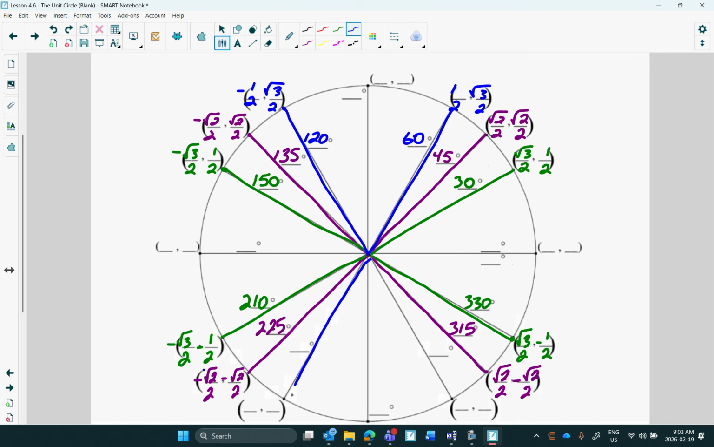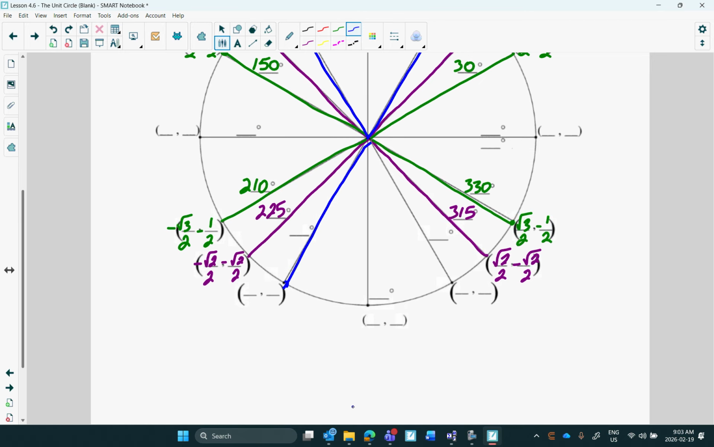The family member in quadrant 3 would be 180 plus 60, 240. Again, it would be 1/2 and root 3 over 2, but this time, because we're in quadrant 3, they're both negative.